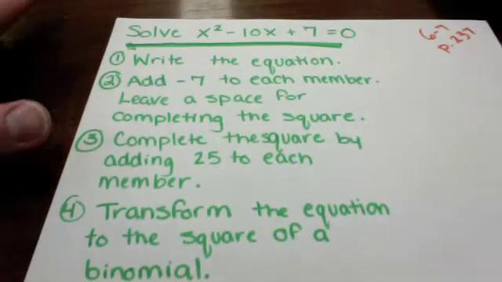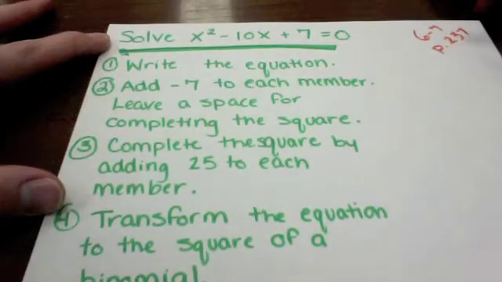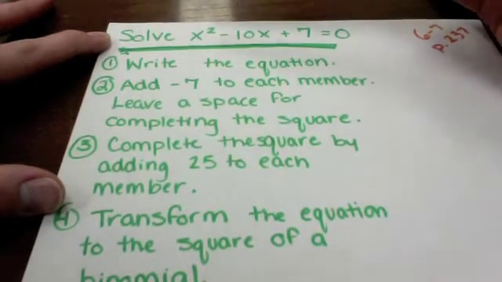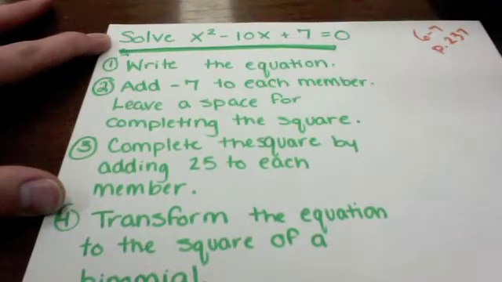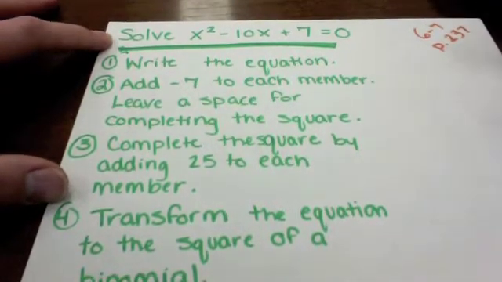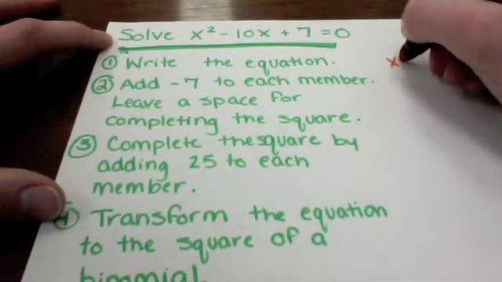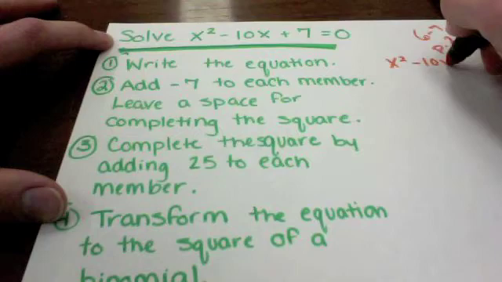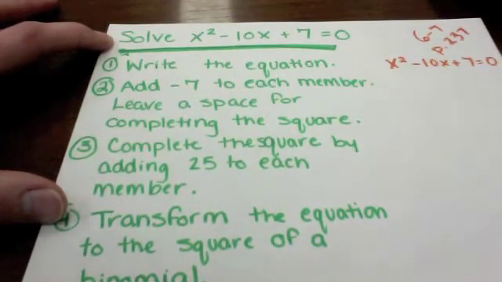We're going to jump right on in with an example, okay? And this example is on page 237 in your textbook. Solve x squared minus 10x plus 7 equals 0. The first step is going to be to write the equation, okay? So x squared minus 10x plus 7 equals 0.